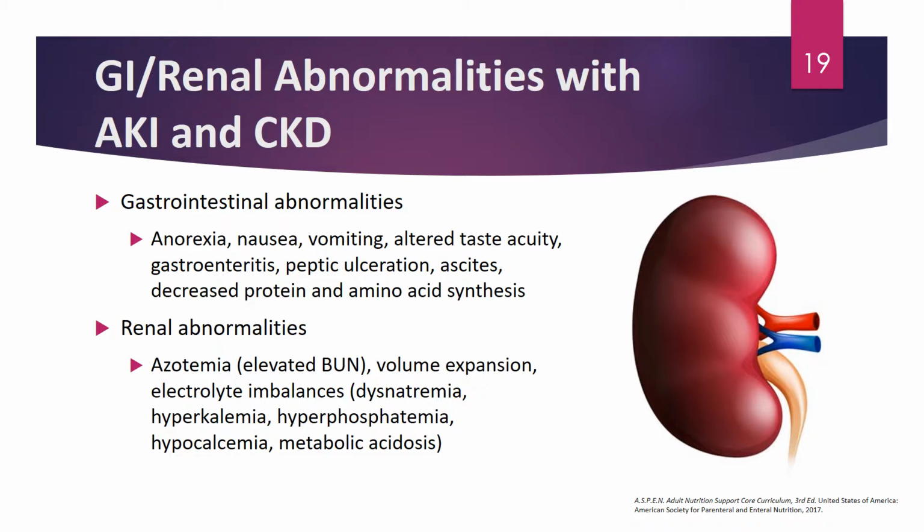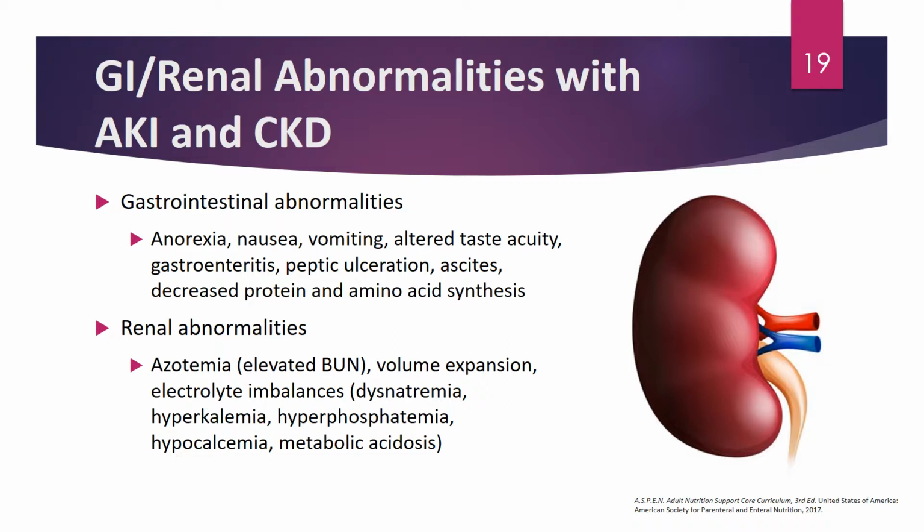In regards to renal abnormalities in patients with AKI or CKD, we see azotemia, so elevated BUN levels. We can see volume expansion because basically these patients aren't eliminating fluid out of their kidneys as much, potentially. So they may have oliguria or anuria. And we also see electrolyte imbalances such as hyponatremia, hypernatremia, hyperkalemia, hyperphosphatemia as a result of not being able to eliminate potassium and phos through the urine. We also may see hypocalcemia, as well as metabolic acidosis.